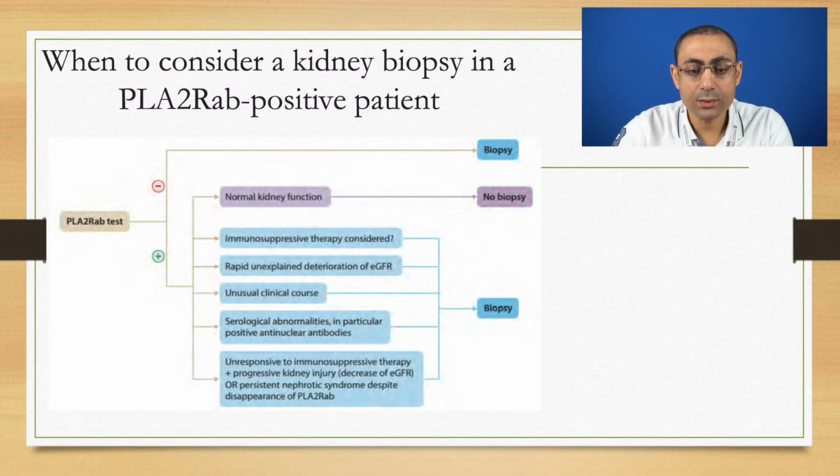But when should we consider a kidney biopsy in a PLA2R antibody positive patient? As we said, if the patient has negative anti-PLA2R antibody, we go for renal biopsy. If the patient has a positive test with normal kidney function, there is no need for kidney biopsy. But if the patient has a positive test and we are considering immunosuppression, we go for renal biopsy. If the patient has a positive test with rapid unexplained deterioration of GFR or unusual clinical presentation, or has positive serological abnormality like ANA positivity, we go for renal biopsy.